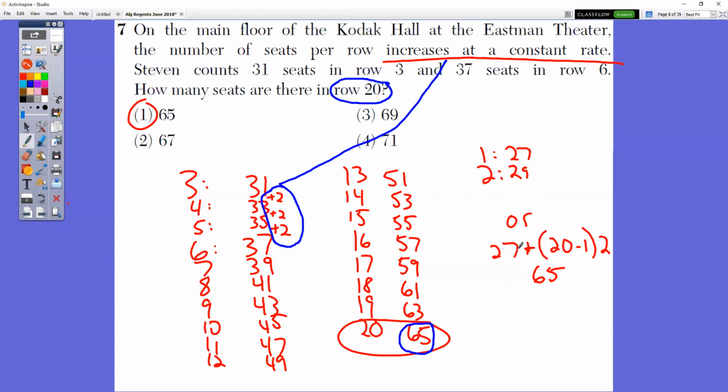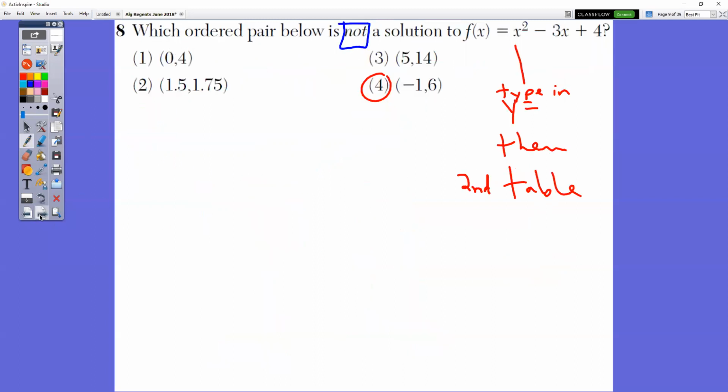You could do it like this, but I think that's way harder. All right, I would just write it out like this. This 27 is in row 1. All right, 29 would be in row 2, and you can figure it out like that. That's way harder to do though.